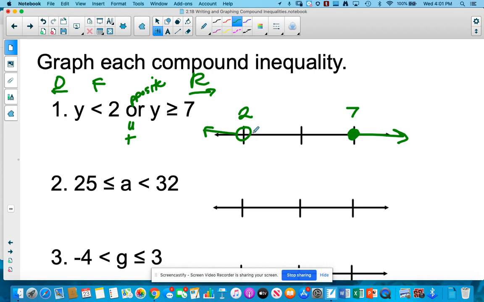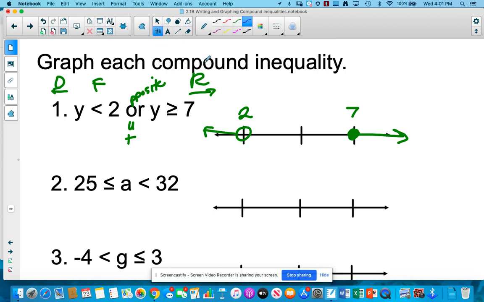Okay, and if you look at that, opposite directions. Am I going out? Am I going opposite directions? Absolutely am. Another thing to think about is if you know it's an or statement, put your smaller number on the left, your bigger number on the right, and then you know you're just going to shade out.